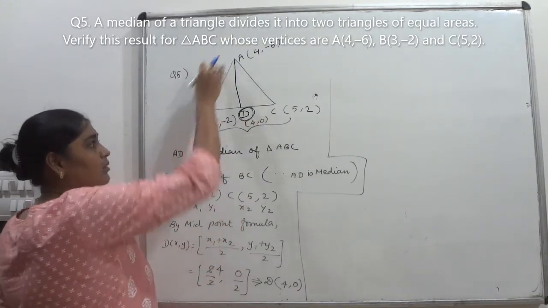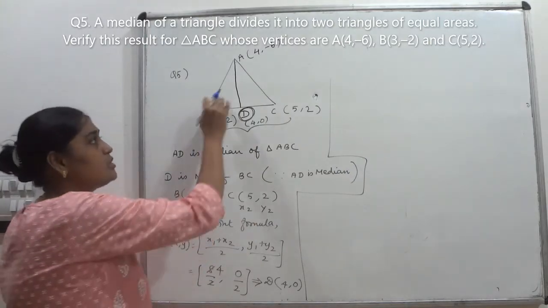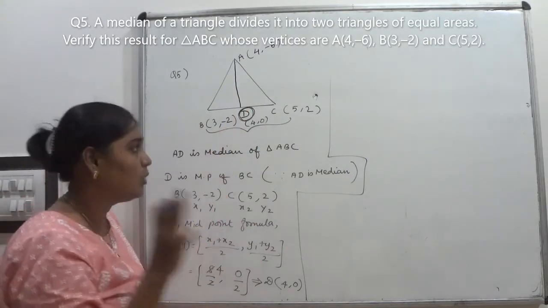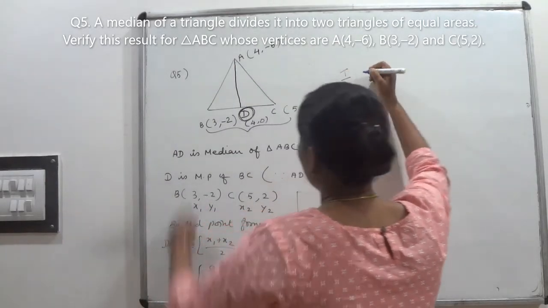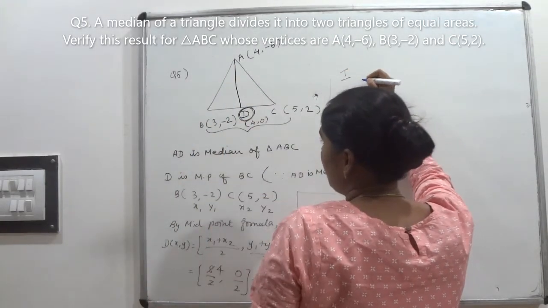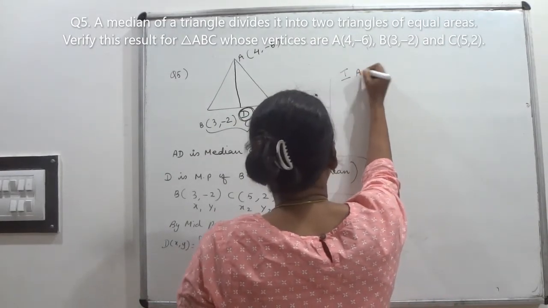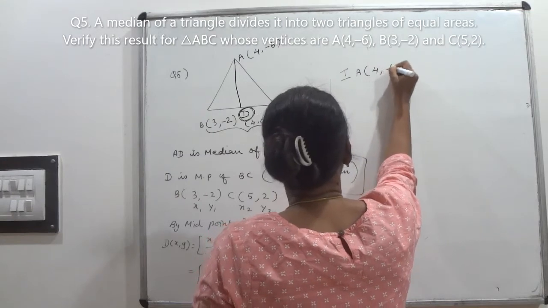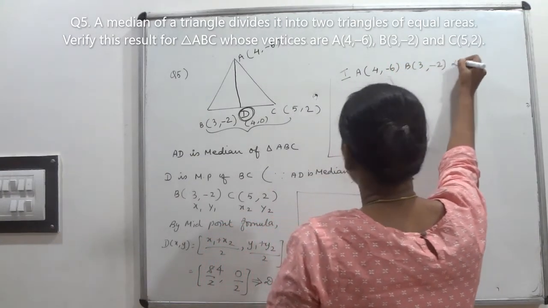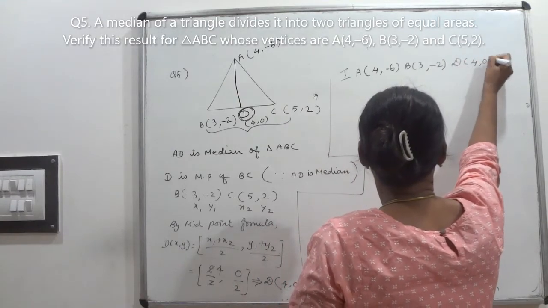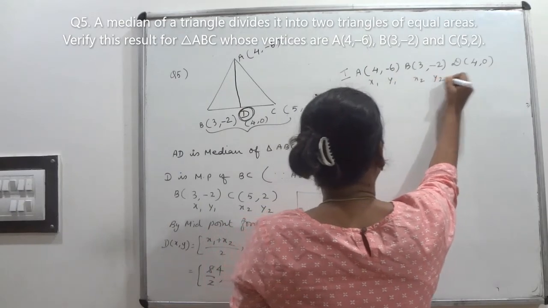So I get the triangle ABD as well as ACD. I have to show that these two triangles' areas are equal. In the first step I am taking the ABD coordinates. I am going to find the area of triangle ABD. So write the coordinate point A, that is 4, -6. B, that is 3, -2. And D, that is 4, 0. Mark x1, y1, x2, y2, x3, y3.